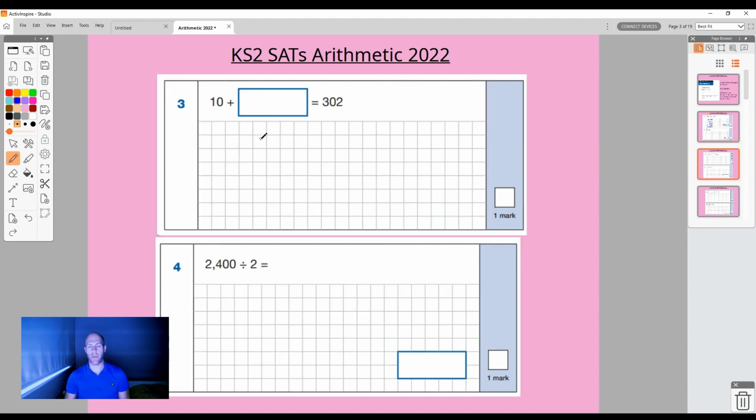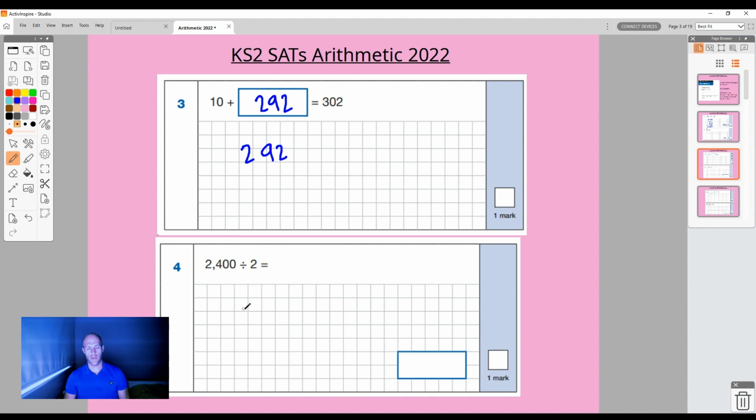10 add something is 302. So 302 is the whole amount. 10 and something else, so we can use the inverse for this. 302 take away 10 gives us 292. Put it into the box. And then just think to yourself, does this work? Add your 8 on, gets you up to 300. Add the other 2, gets you to 302.